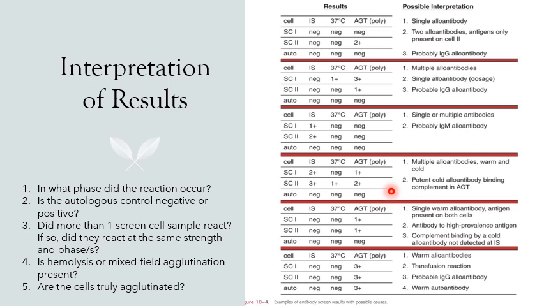So possible interpretation of this reaction is that it may contain multiple alloantibodies, warm and cold, kasi may reaction sa lahat ng phases. And then, it may be a potent cold alloantibody binding complement in the AHG phase. There is a complement because ang ginamit na reagent dito is the polyspecific AHG reagent.